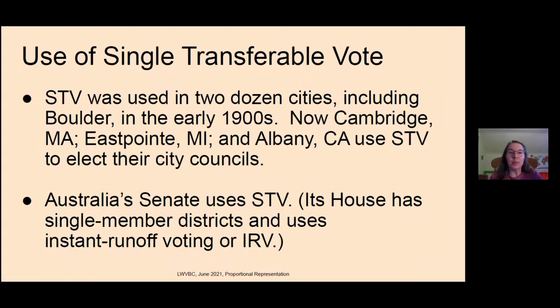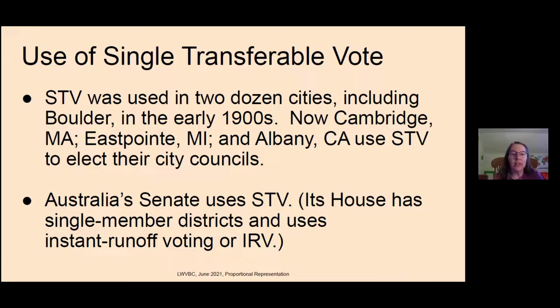Single transferable vote was used in cities during the progressive era in Boulder from 1917 to 1947. Cambridge, Massachusetts started using it in 1941. East Point, Michigan recently started using it as a result of one of those lawsuits that Jen was talking about. Albany, California just adopted it via a citizens initiative. They all use single transferable vote to elect their city councils.